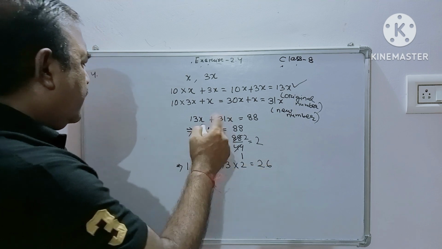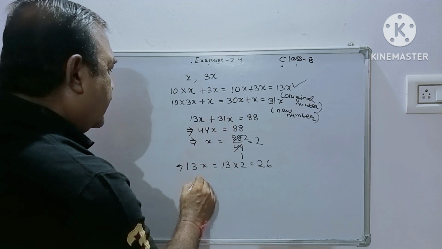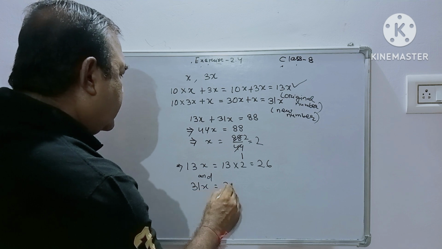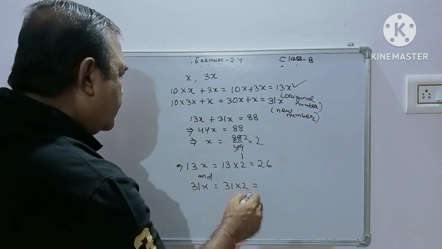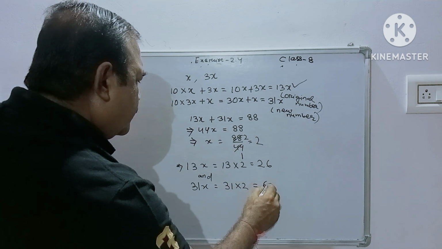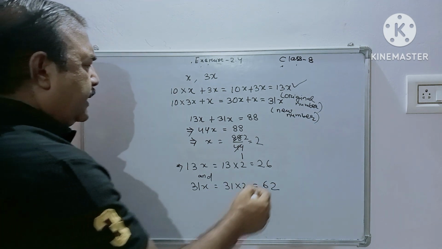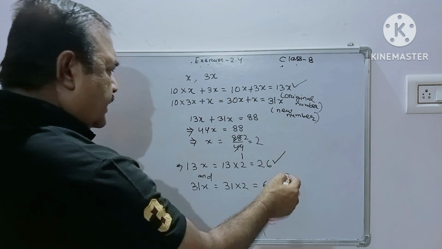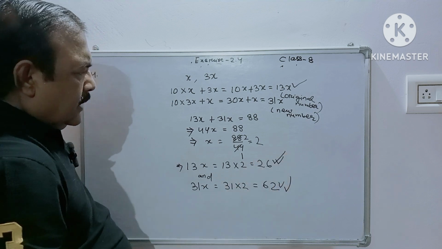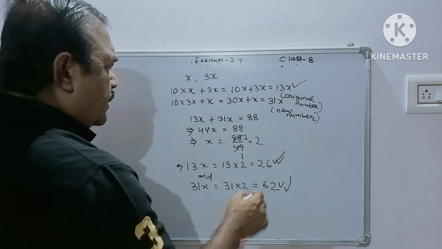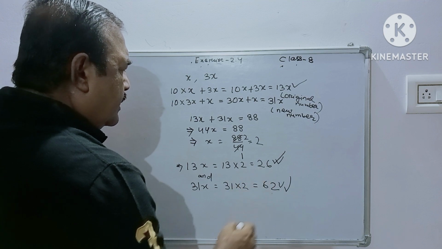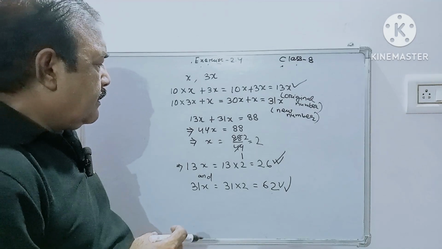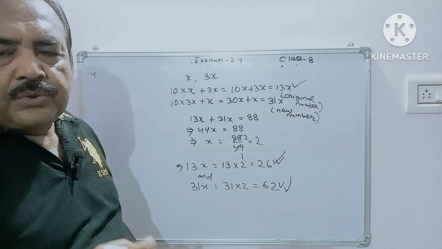So what is the new number? 31x is equal to 31 into 2, that is equal to 62. So if I take this as the original number, this will be the new number after interchanging the digits. So both 26 and 62 are possible. So we can write the original number is 26 or 62.